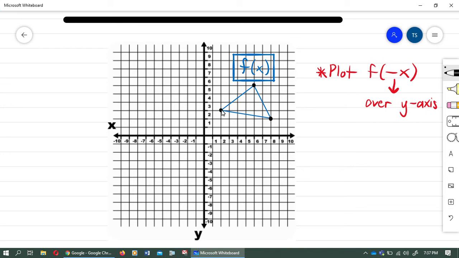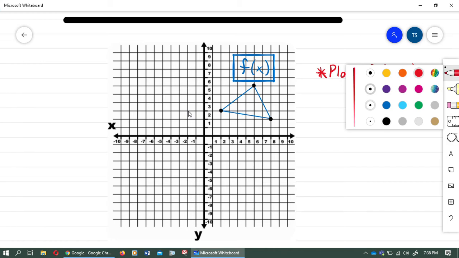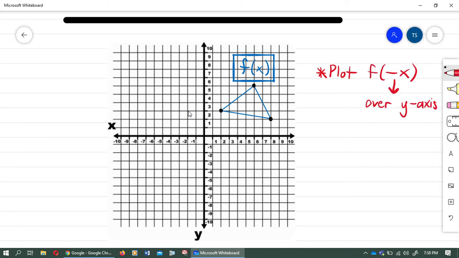So guys, if we want to reflect that point over the y-axis, we need to plot the new point on the other side. Since this is a horizontal reflection, you're going to go directly straight to the left, and it's going to be the same distance.